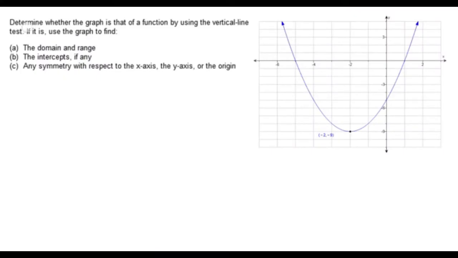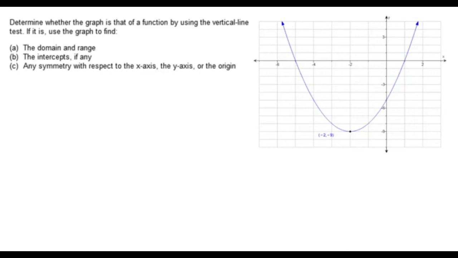For this question, we want to determine whether this graph is a graph of a function by using the vertical line test. And if it is a function, we want to find the domain and range, the intercepts, and any symmetry with respect to the x-axis, y-axis, or the origin. So let's start by determining if this graph is a function using the vertical line test.